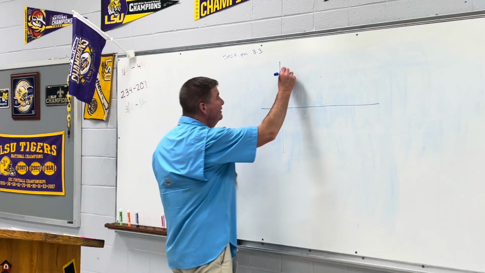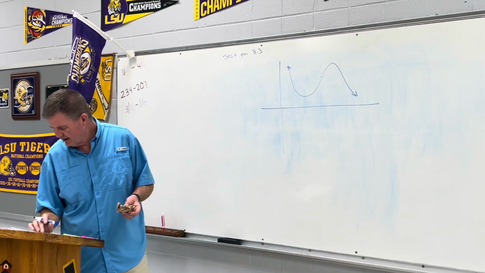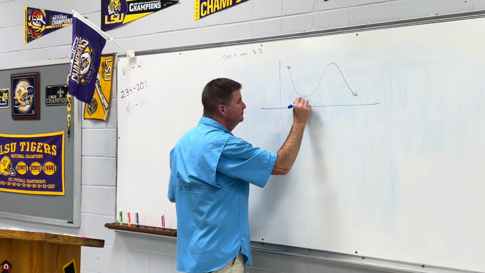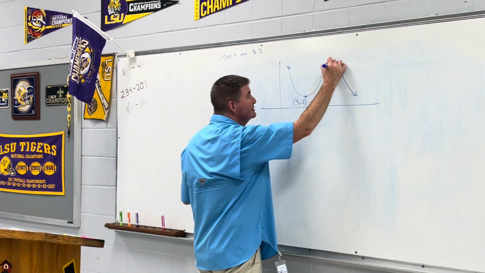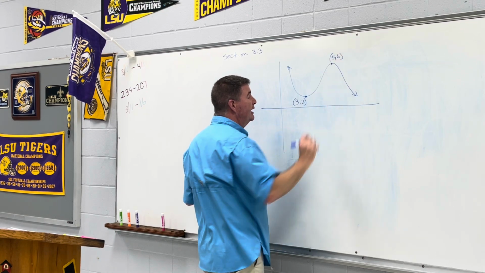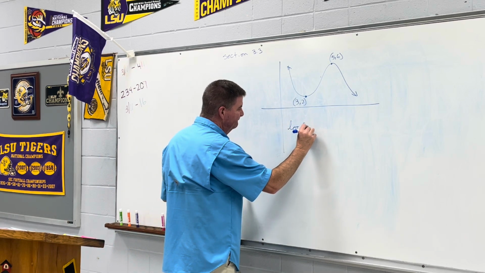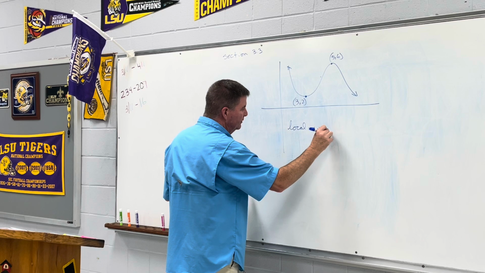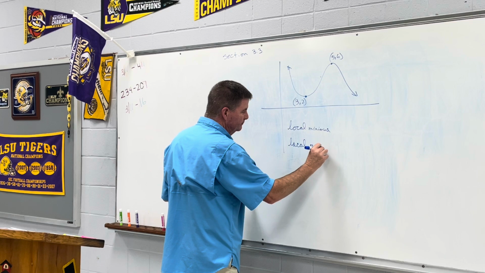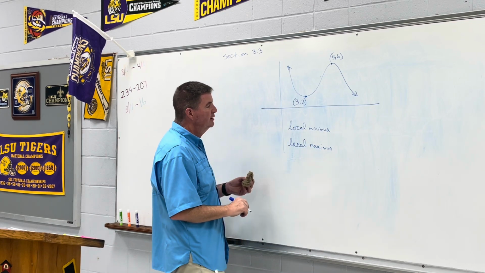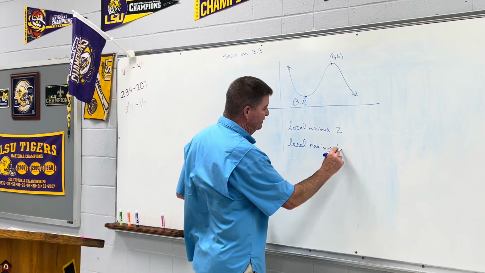So if I have something that looks like this, and let's say that this one is 3, 2, and let's say that the other one is at 5, 6, and I'm trying to find a local minimum and a local maxima. Okay, the local minima would be here, and that would be 2. The local maxima would be here, and that would be 6.